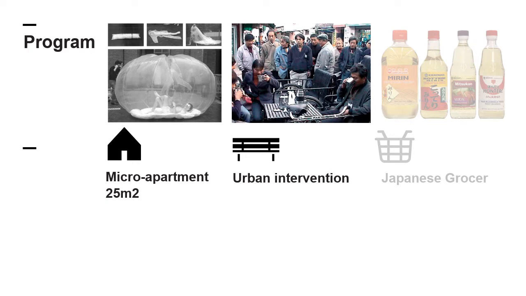The second part of the program is the urban intervention, and this will focus on one domestic function from the micro apartment being situated in the sidewalk space. The third part of the program is a grocer, Japanese grocer. You do not have to design the grocer, but you do need to consider that this grocer will be in the same space as the micro apartment.